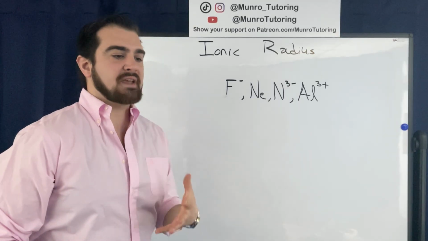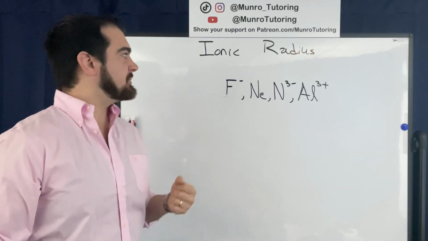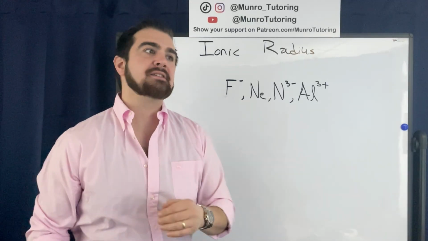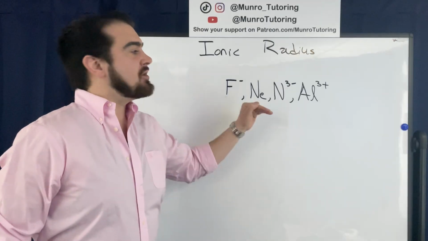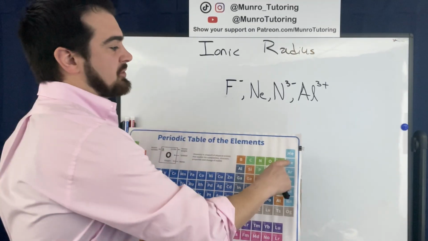What we want to look at is how the electron configurations work, or the atomic orbitals. If we look at any of these species that I put here in my quiz, we can see that they actually all have the same electron configuration. And that is that of the noble gas neon.